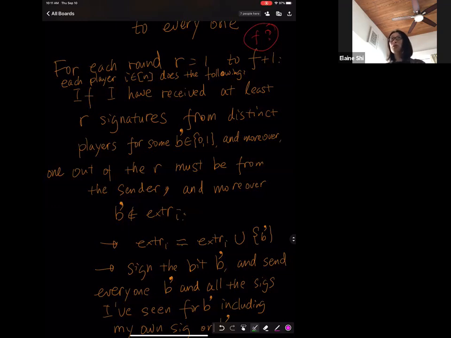I'm going to tell everyone immediately that I'm adding it to my extracted set, and here's evidence that justifies this action. The evidence is that I take all the signatures I've seen and add my own signature, attesting to the fact that I've added it to my extracted set. This collection of signatures will be able to convince, let's say, you to add it in the next round if you haven't already added it.